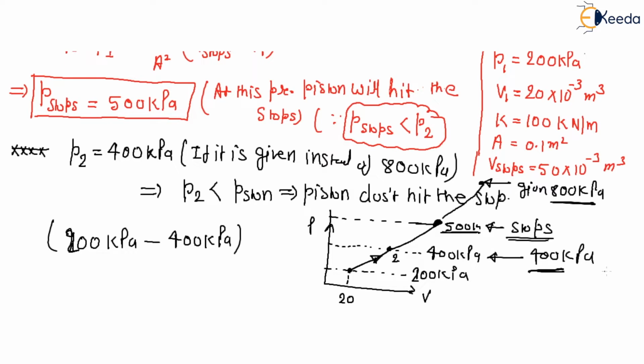See, if the question gives 400 kilopascal instead of 800 kilopascal, it is below the 500 kilopascal, so it will never hit the stop. But if the final pressure is 800 kilopascal, it is greater than P stop, so it will hit the stop. For this reason it will hit the stop, but in the other case it does not hit. So anyone can ask like that. So it will hit the stop, part B.